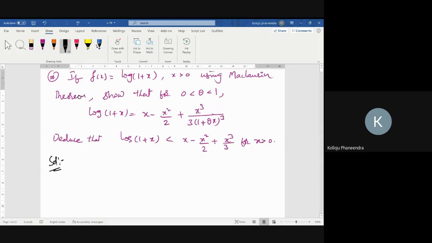First we have to write Maclaurin's theorem, with theta x, that means Lagrange's form of remainder. First write the formula: Maclaurin theorem with Lagrange's form of remainder.